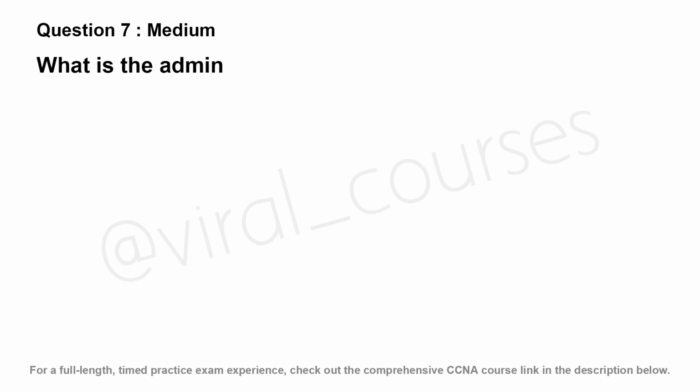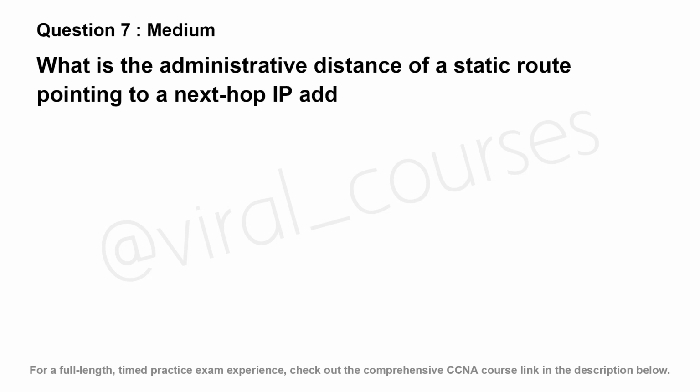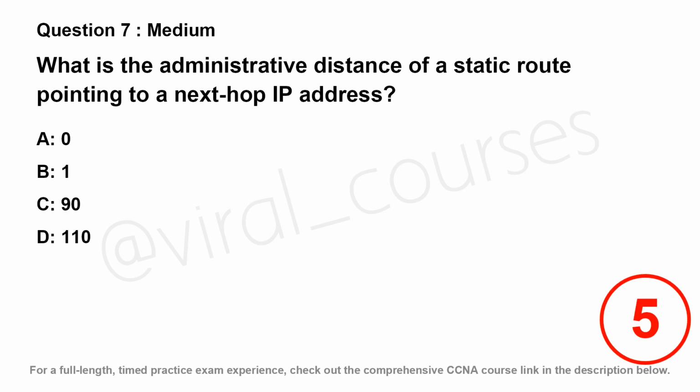What is the administrative distance of a static route pointing to a next hop IP address? Option A, 0. Option B, 1. Option C, 90. Option D, 110.